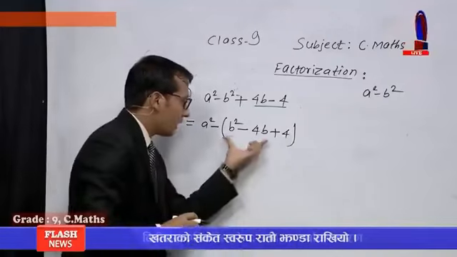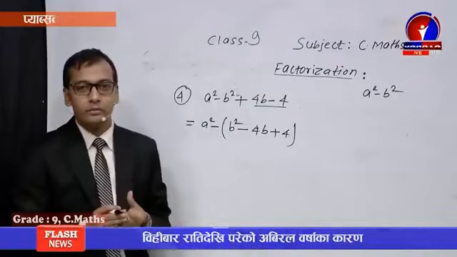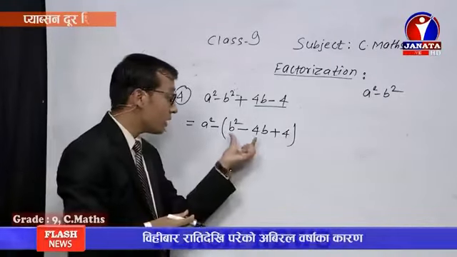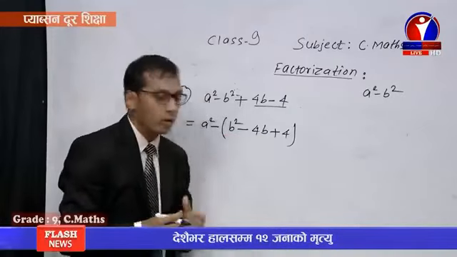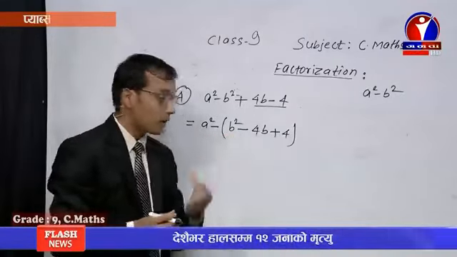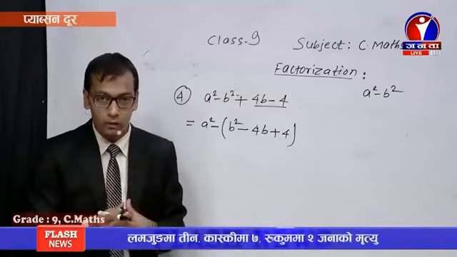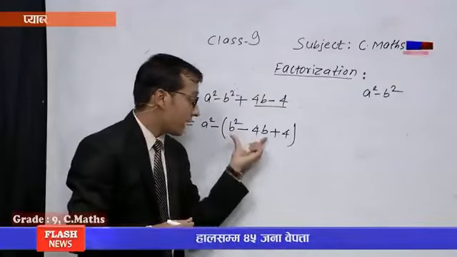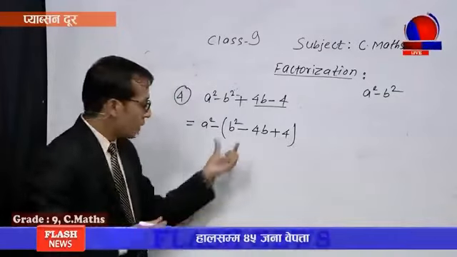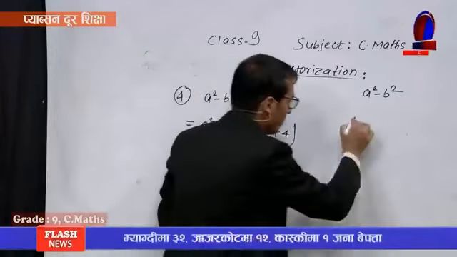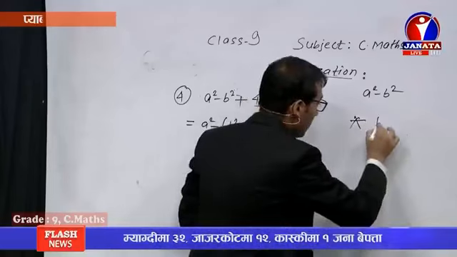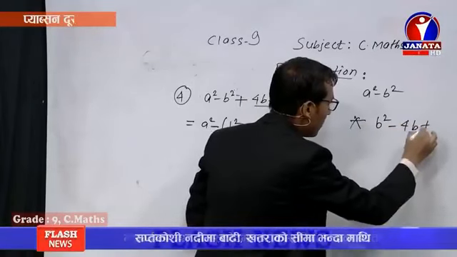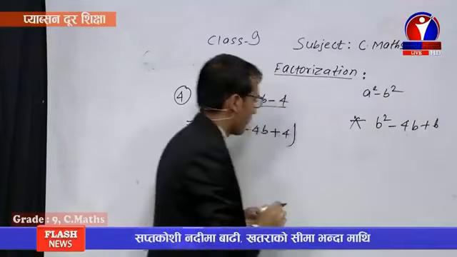Okay, now just look at the bracket and let's try to convert these three terms into a formula, a perfect square, or let's try to factorize this. For this, let me write over here: b square minus 4 times b plus 4.